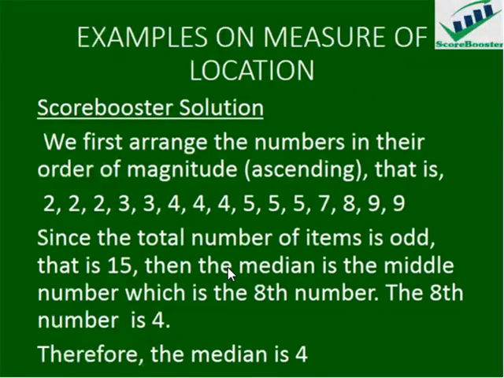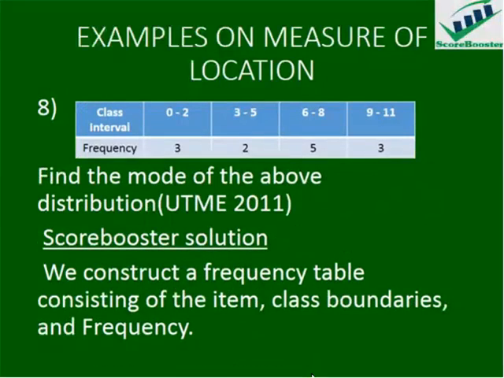But when the number of items is odd, we take the middle number. So here, since we have an odd number of items, 15, you divide 15 by 2 and approximate to the nearest whole number, which is 8. So the 8th item will be the middle number. The median of this set of data is 4, and that solves the question.